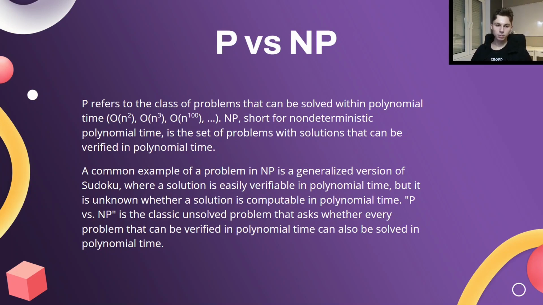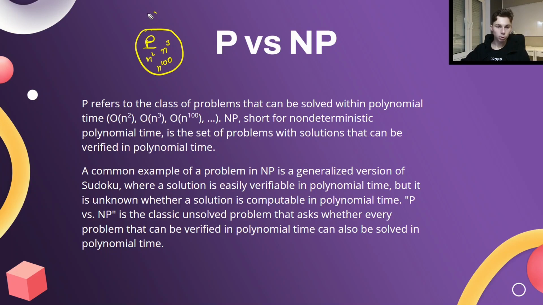P versus NP. P refers to the class of problems that can be solved in polynomial time. So for example, right here is the class of problems that can be solved in polynomial time. So n squared, n to the power of 3, n to the power of 100, these are polynomial.